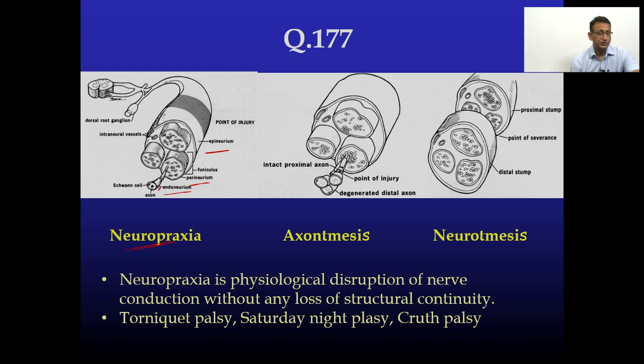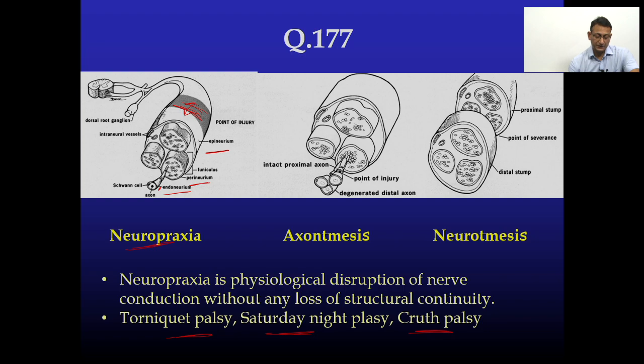Okay. There is no structural damage to the nerve, only functional or physiological disruption in the nerve conduction as it happens in tourniquet palsy. Now, the pressure comes over this area, okay, and that will stop the conduction of the nerve. Okay, that happens in tourniquet palsy, Saturday night palsy and crutch palsy.